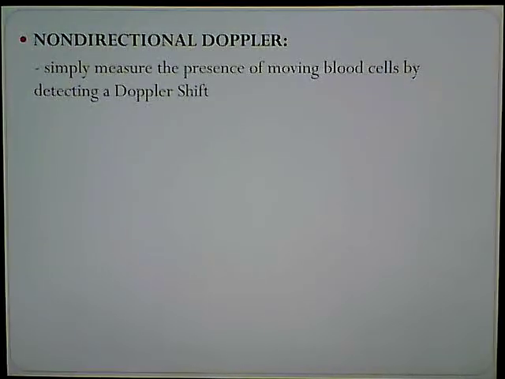So let's move on to non-directional Doppler.